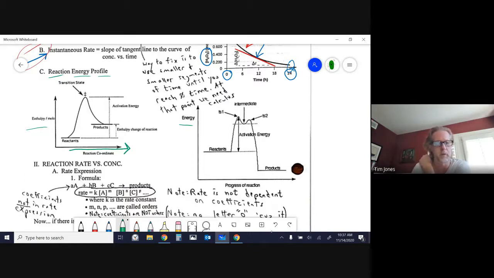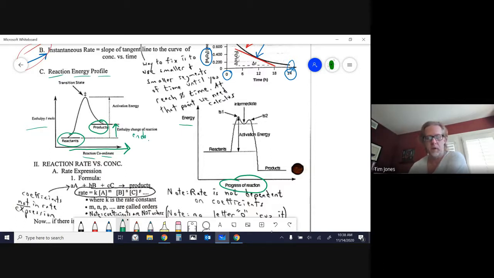So this person labeled it reaction coordinate. This person labeled it progress of the reaction. And what this shows is as the reaction occurs, it shows the change in enthalpy. So in this case, reactants here, products are higher. So that means there was an increase in enthalpy. In other words, this is endothermic.